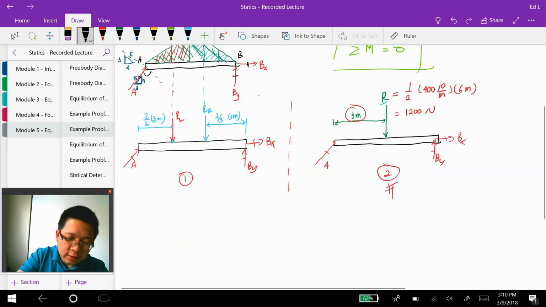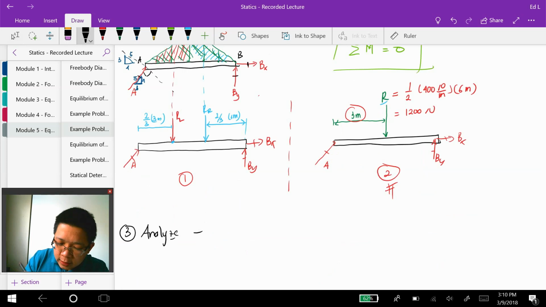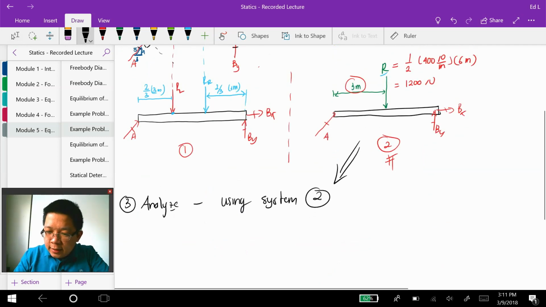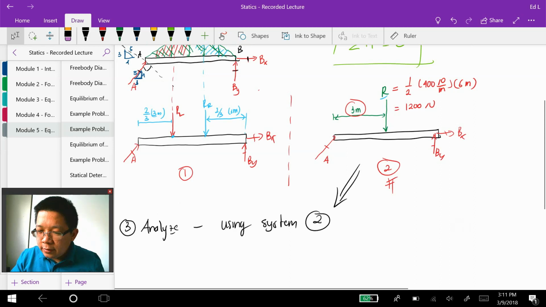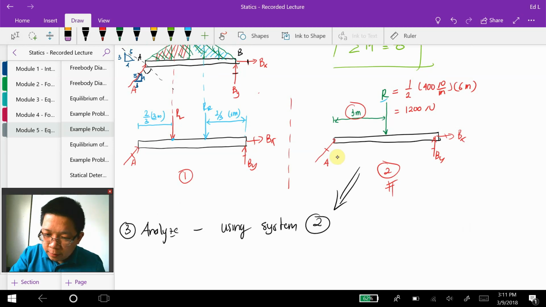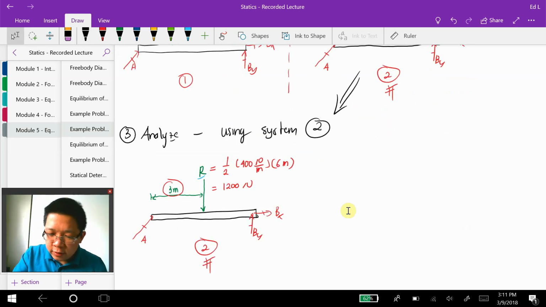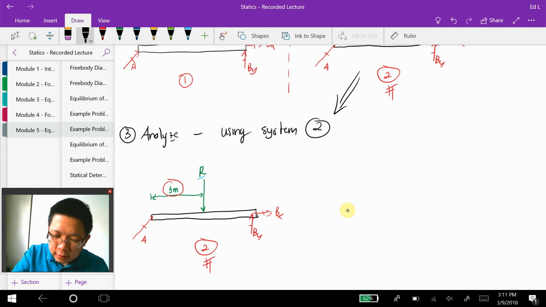So let's calculate, using system 2, which is this system right here. Let me copy everything one more time. So R is 1200, we already calculated. So I'm going to erase the details and just write 1200.